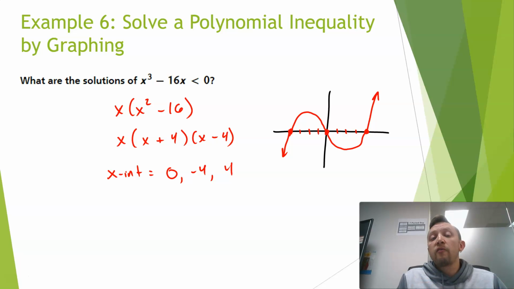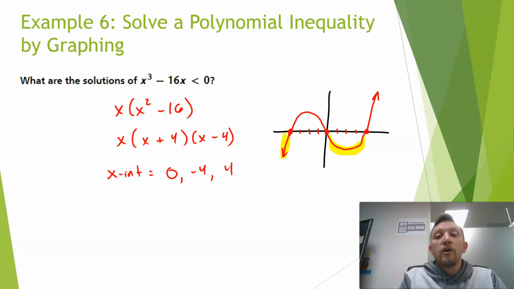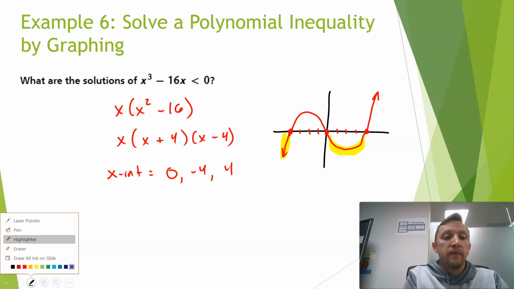Now we're trying to figure out when the value is going to be less than 0. So where is this graph where the value is less than 0? Well, that's going to be down here and right here. We want to describe the intervals where that happens. So that first interval is from negative infinity. Let me get my pen here.